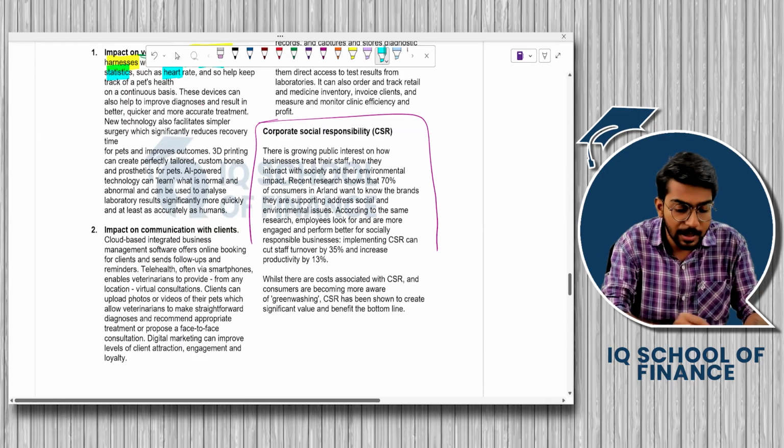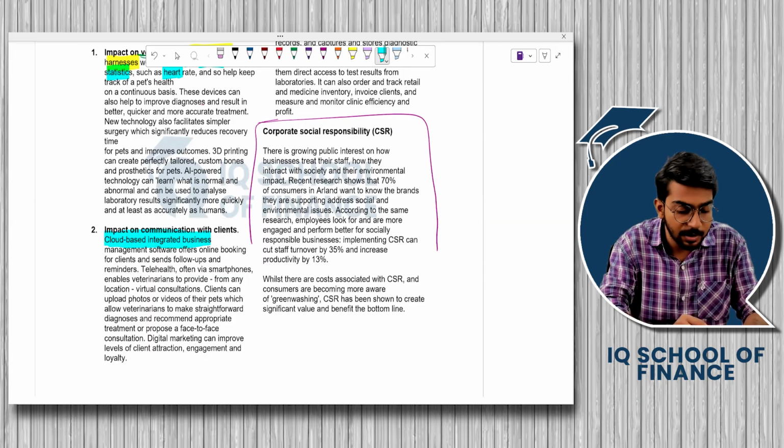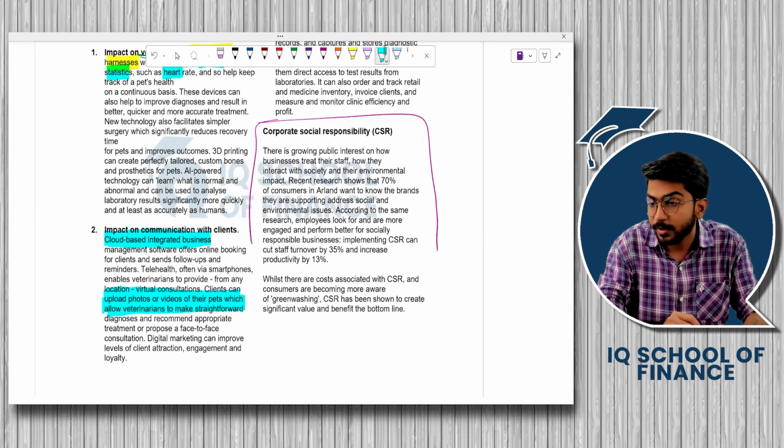Impact on the communication with the client. Cloud-based integrated business management software offers online booking for clients and sends follow-up reminders. Telehealth via smartphones enables veterinarians to provide care from any location. Clients can upload photos and videos of their pet, which allows the veterinarian to make a straightforward diagnosis and recommend appropriate treatment. Digital marketing can improve the level of client retention, engagement, and loyalty.